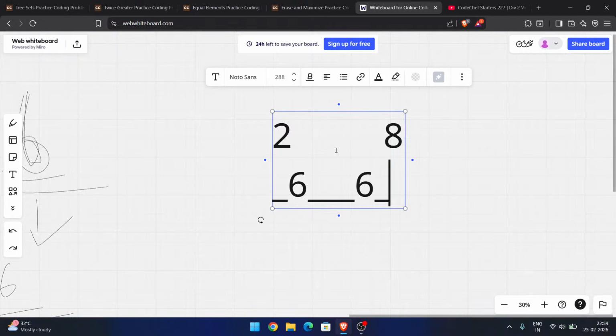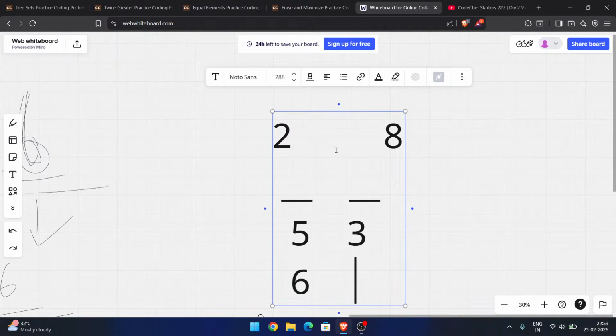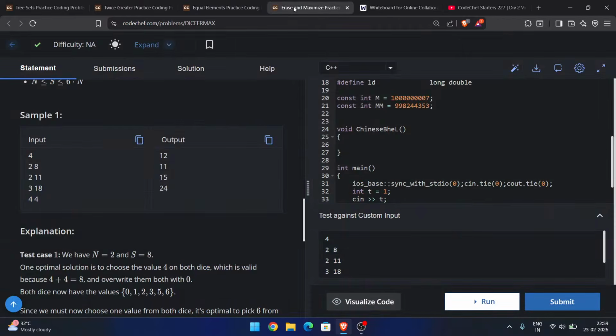Okay. So what I'm saying, if we are to make two numbers whose sum is 8. So if I take 5 here and 3 here, then I am done. Okay. It makes 8, and what I want to be maximized is the remaining number. So I can take 6 and 6. Okay, so this is a valid configuration. Now, so here the answer is 12, you can see.